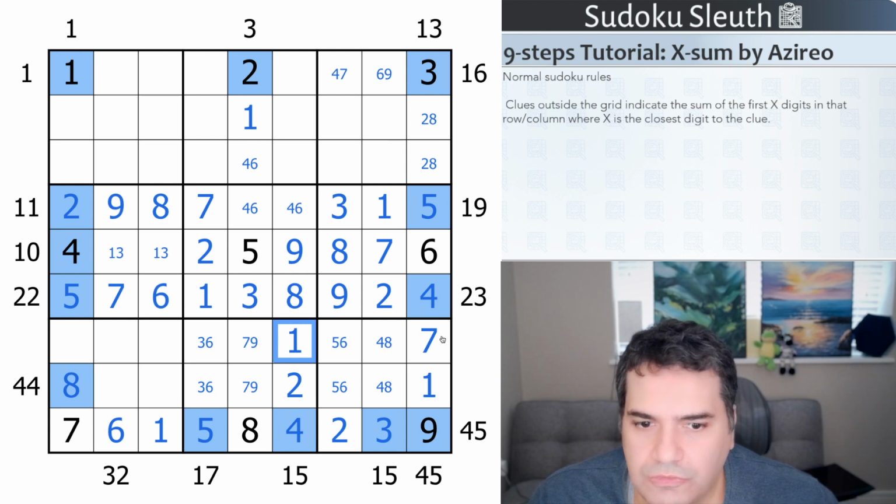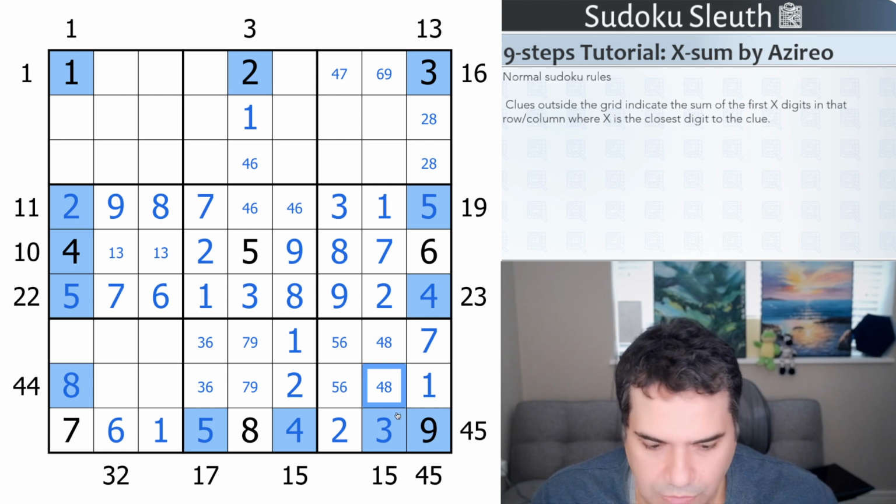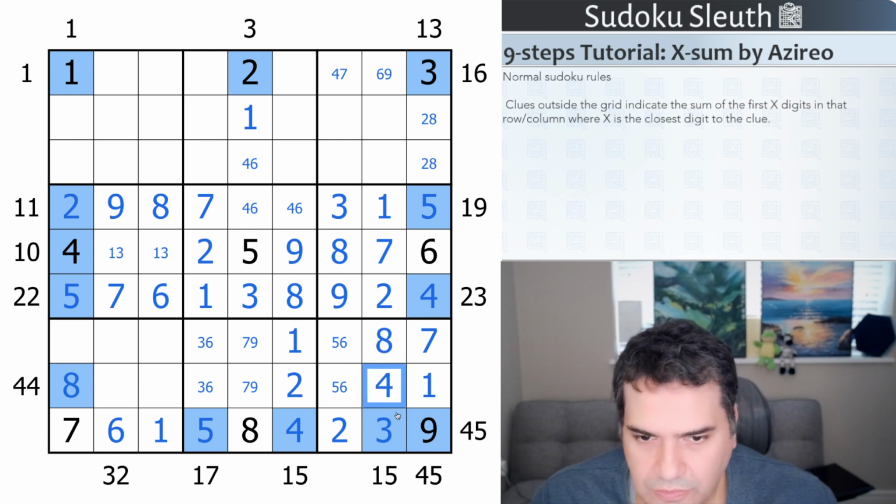So X sums, there is really only one more X sum that's left to do, which is the 32. And then really it's just classic Sudoku from here. 8 gives me 4, gives me 8. The 4 doesn't give me anything else. And the 8 doesn't give me anything else.